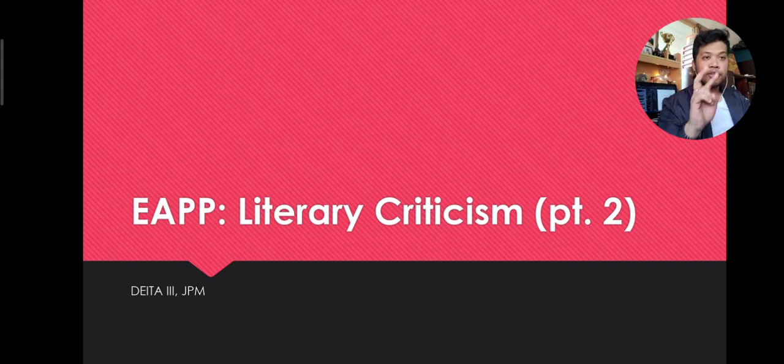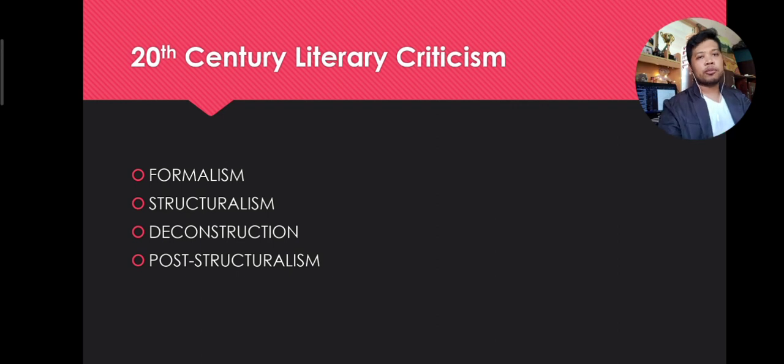We are now in part two of literary criticism. With part two, actually part two and three, we'll be talking about the theories that we'll be using for EAPP, as well as how to use them in a very simplified way. I've grouped all these theories into a very homogeneous category. With part two, we'll be focusing on formalism, structuralism, deconstruction, and post-structuralism.